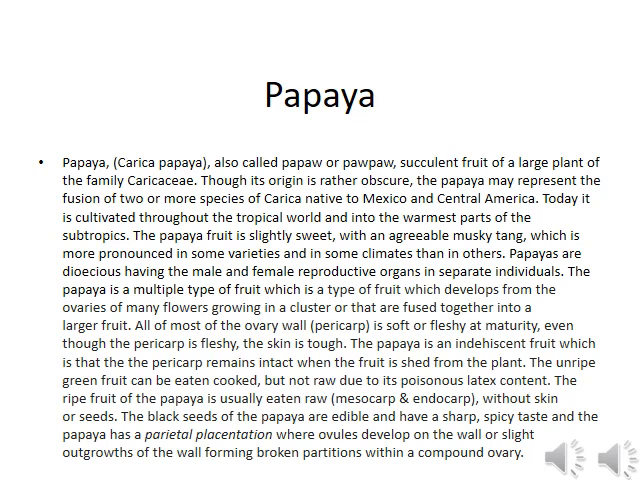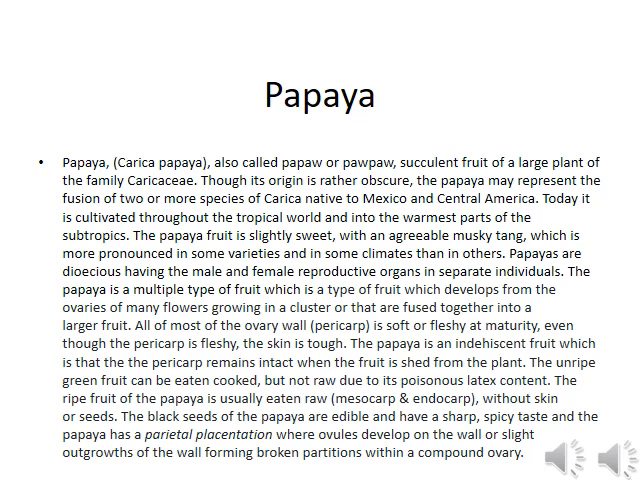Papayas are dioecious, having the male and female reproductive organs in separate individuals. The papaya is a multiple type of fruit, which I mentioned earlier is a type of fruit which develops from the ovaries of many flowers growing in a cluster or that are fused together into a larger fruit. Most of the ovary wall of the papaya, or its pericarp, is soft or fleshy at maturity. But even though the pericarp is fleshy, the skin is tough.